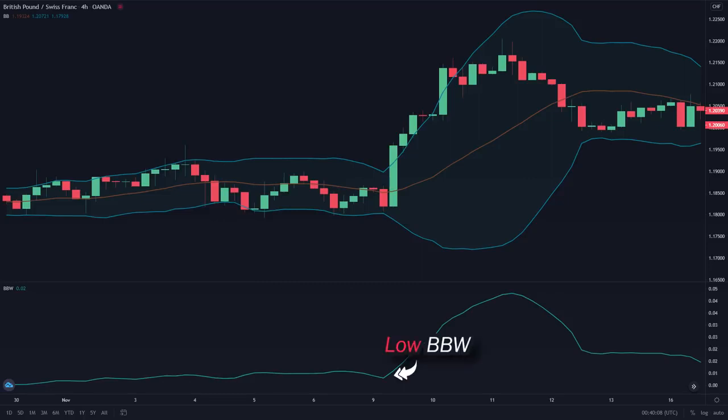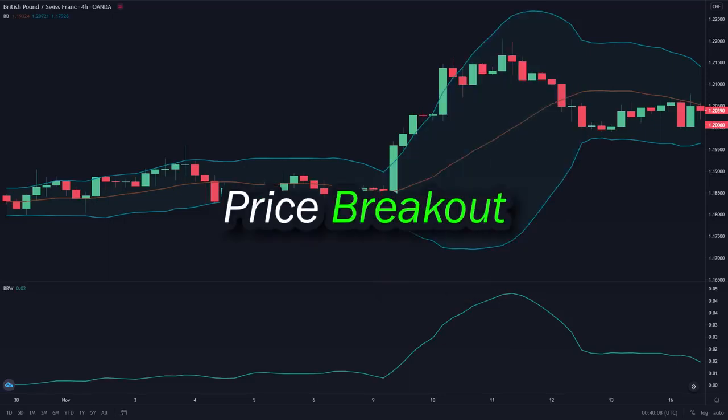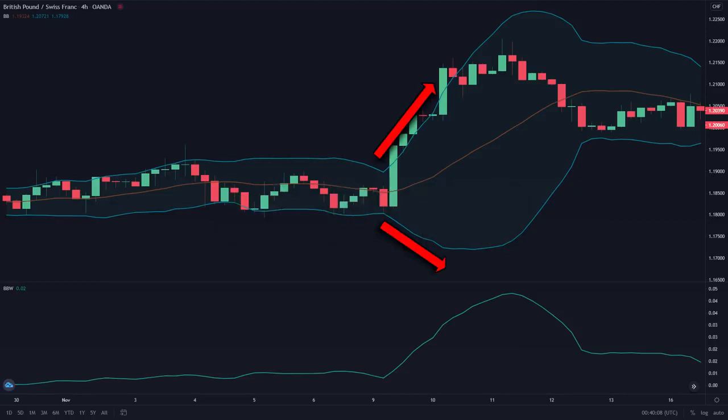If the BBW is low, it means that the gap between the two lines is close. And if it's high, it means that the gap is further apart. Note that the two indicators need to have the same settings for it to work. Next, to predict the price breakout, you need to wait for the standard deviation lines to start expanding, which can also be identified by the rising of the BBW. This means that there's an increase in volatility and a breakout is likely occurring. So our next job is to predict the direction of that breakout.